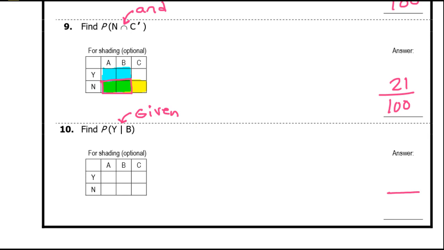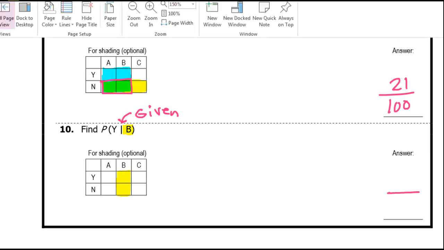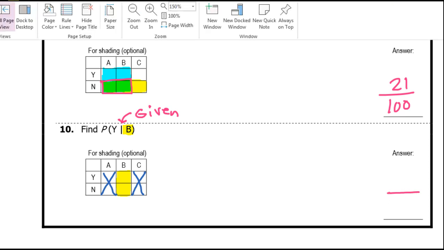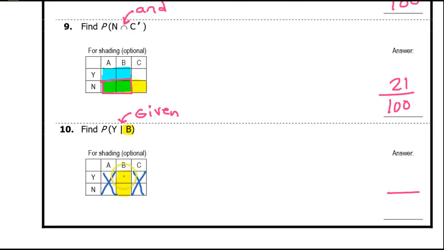The reason why it changes is because the way you do a given problem is you highlight the given and you cross out everything else. So in this case, the given is B. All right, group B. So I'm going to highlight the given and I'm going to cross out everything else. So that means I'm going to forget about A and C. Highlight the given, cross out everything else. Because I'm crossing things out, that's why the total changes. So the new total is only B.